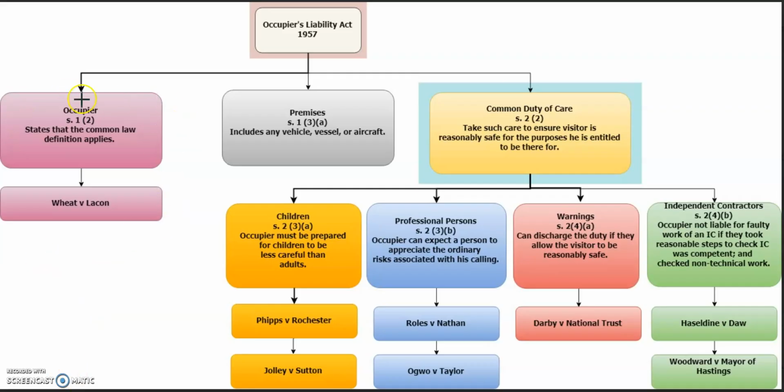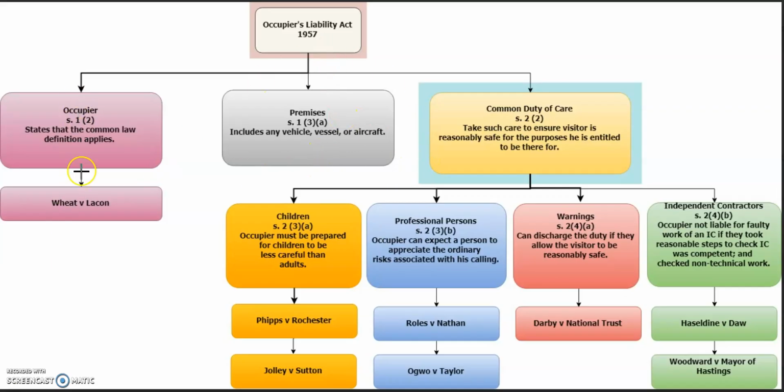So once we've determined that we've got an occupier, the next issue we have to look at is whether there are premises. And by virtue of section 1.3a of the 1957 Act, the Act not only applies to land and buildings, but it also extends to fixed and movable structures, including any vessel, vehicle or aircraft. So if your claimant has been injured on any of these things, then potentially you've got liability under the 57 Act.